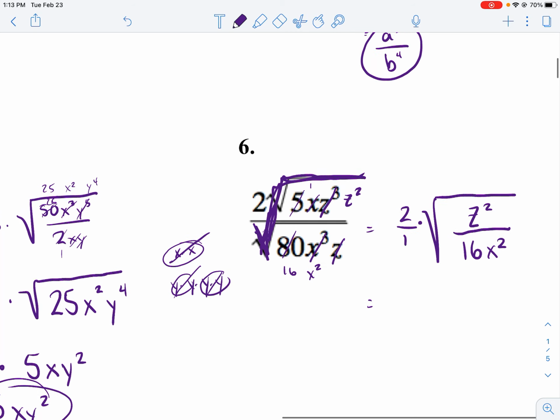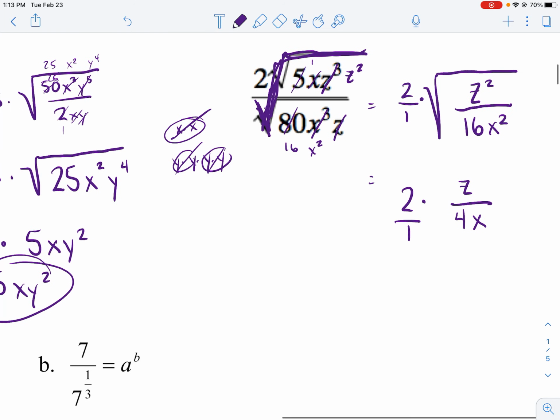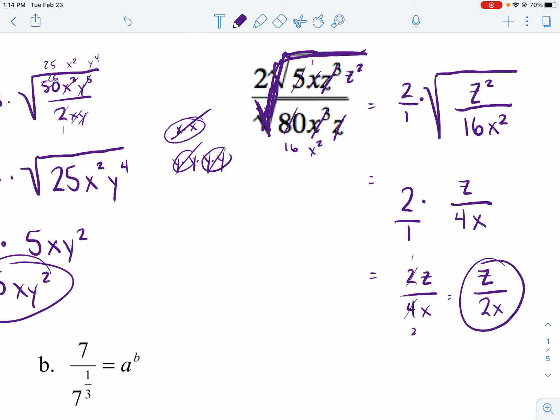Now we're just going to take the square root of everything inside there. The square root of z squared will just give me a z. The square root of 16 is 4, and the square root of x squared is just an x. When I multiply those together, I get 2z all over 4x. This becomes a 1, this becomes a 2. So my answer is z all over 2x.